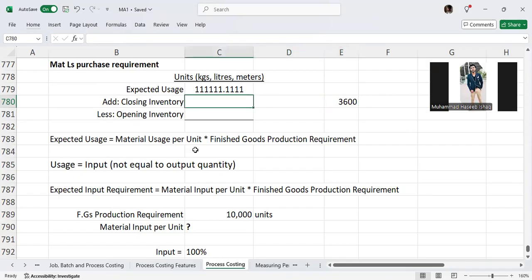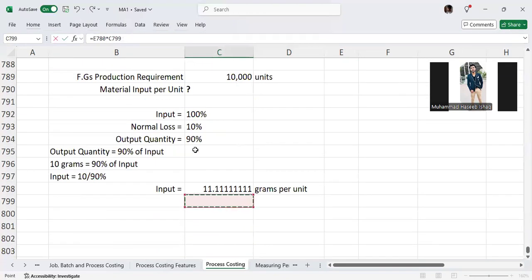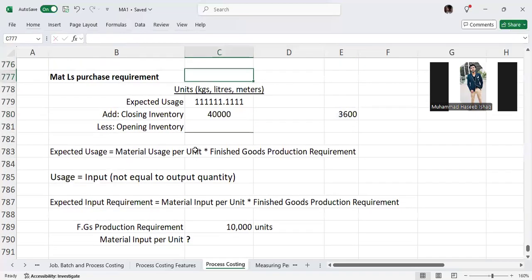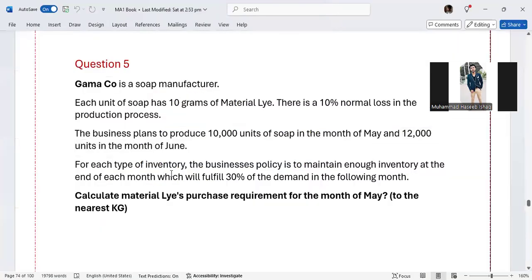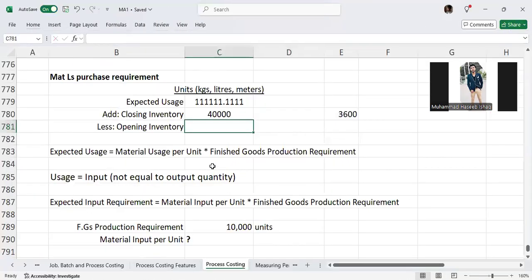So how much do we need then? 3,600 multiplied by, we can simply multiply with the material input per unit. So closing inventory is 40,000. We now need to less the opening inventory. So opening inventory would be the closing inventory of the previous month.